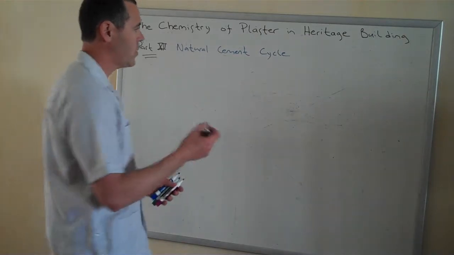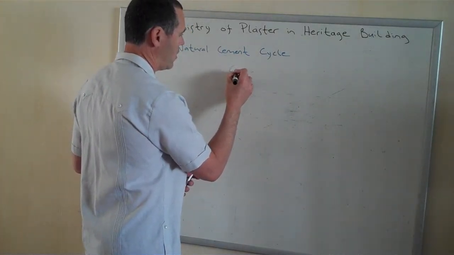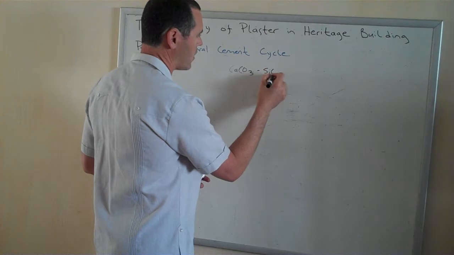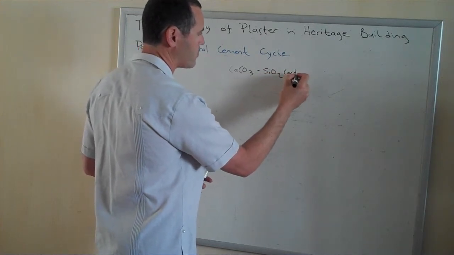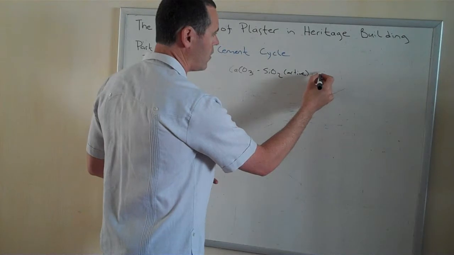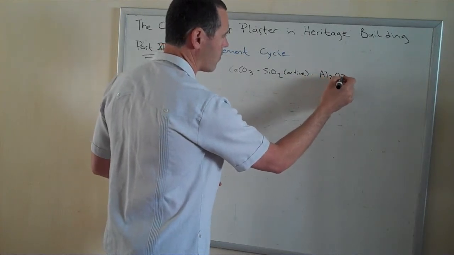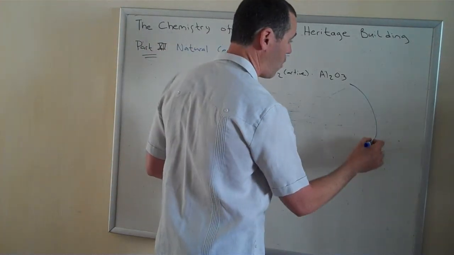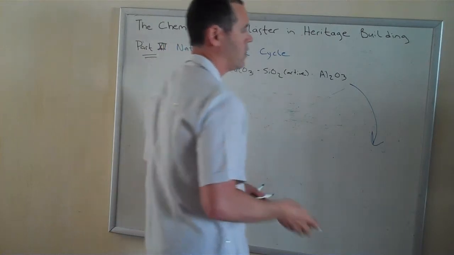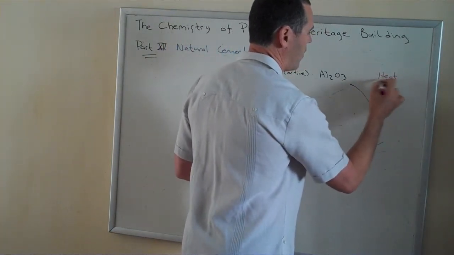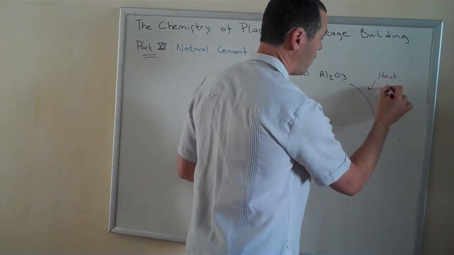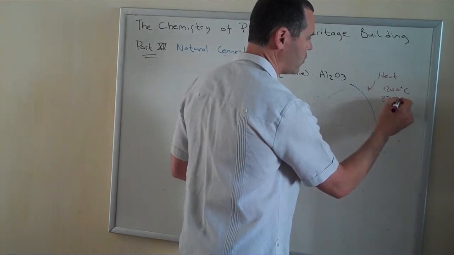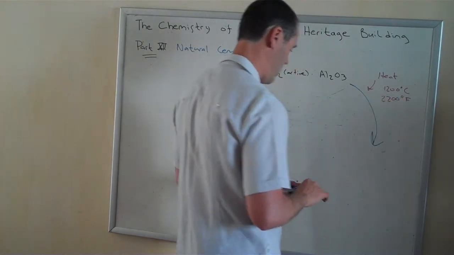So, as previously discussed, natural cement is a clay marl composed of limestone, calcium carbonate, silicon dioxide, the active version, and alumina. In the manufacturing process, we add quite a bit of heat. Looking at 1200 degrees Celsius, somewhere around as high as 2200 degrees Fahrenheit.